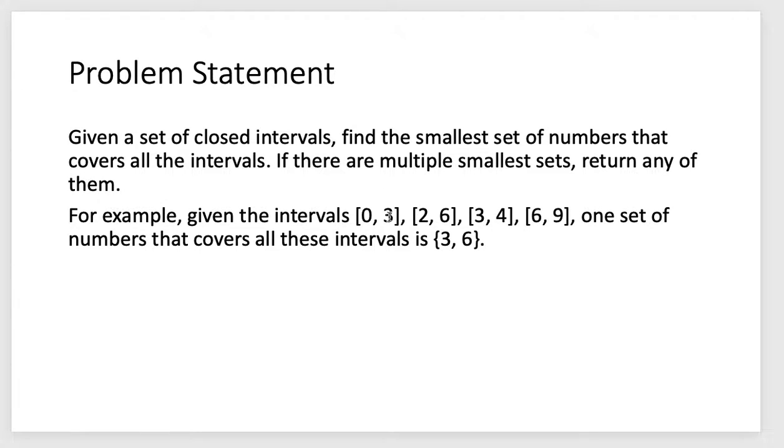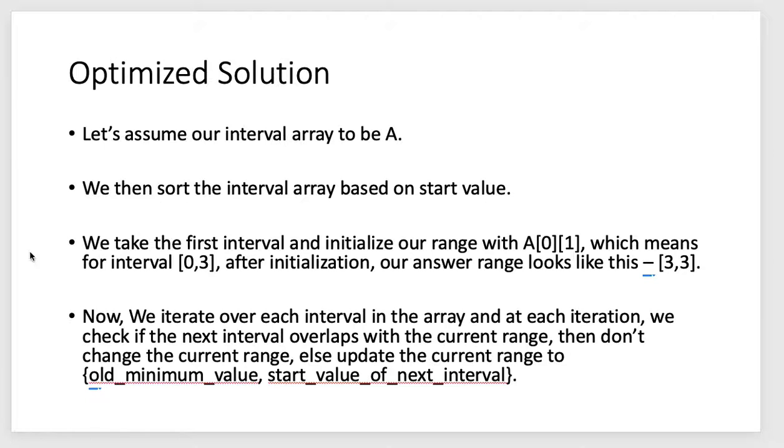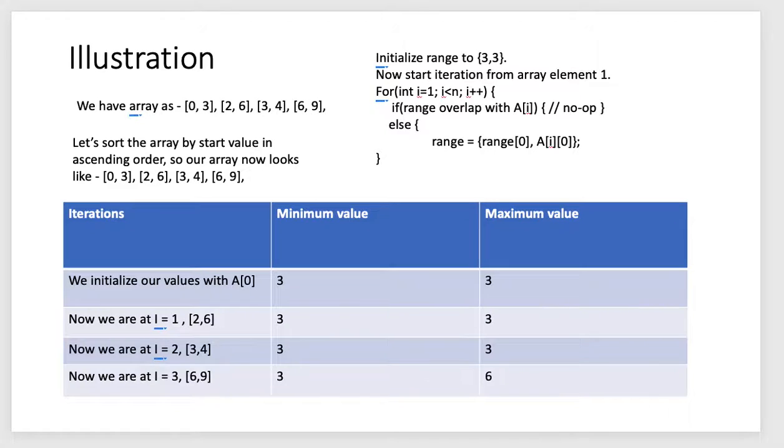So I just initialize my range with 3 comma 3 in this case. Why? Because 3 comma 3 for now is covering 0 comma 3, right? And that is the minimum possible range of size 1, and that's what we want. Now I have added one more slide where I go over the implementation in a much better way. So what I'm doing here is, let's say at the start I have this set 0 comma 3. I initialize my range with 3 comma 3. Now I move to the next one, 2 comma 6. Now I see if they both overlap.